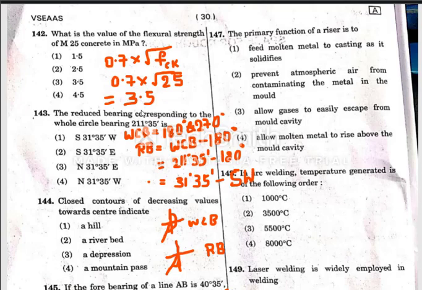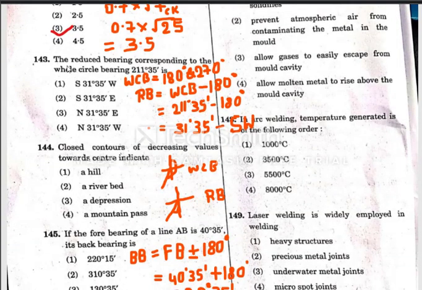So the flexural strength of M25 concrete is 3.5. Option 3 is the correct answer for this question.